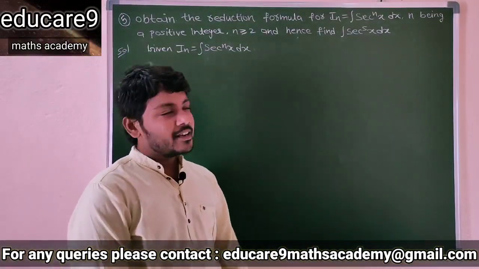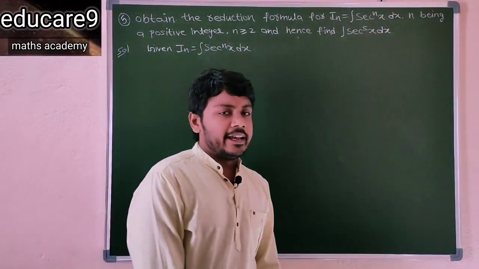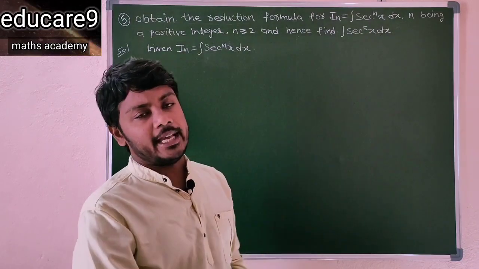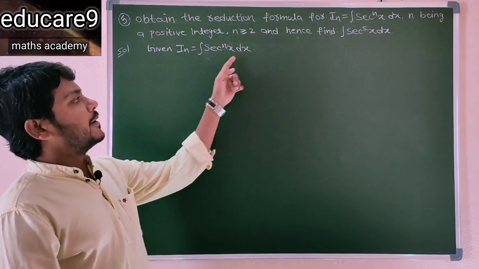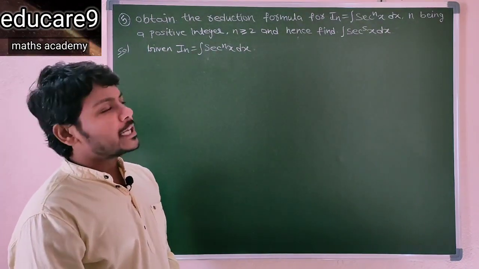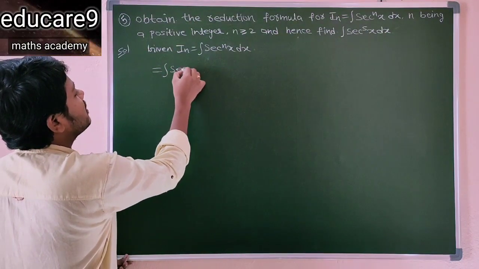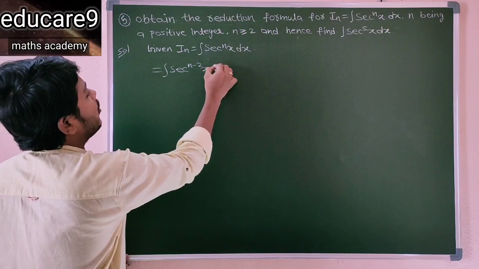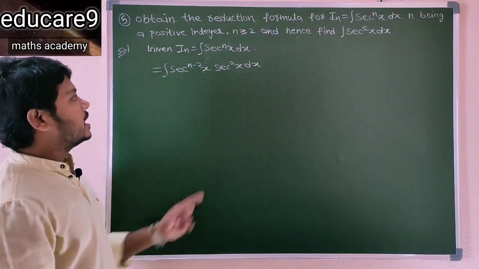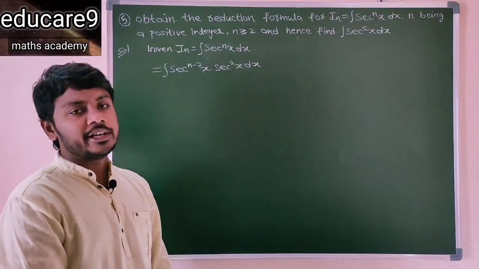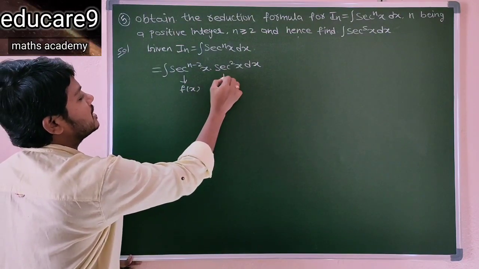So see the next one. Obtain the reduction formula for integration of sec^n x, and hence find the value of the integral of sec^5 x dx. So see here, this is given: In is equal to the integral of sec^n x dx. Now how to write sec^n x? This can be written as the integral of sec^(n-2) x into sec^2 x dx. Clearly sec^(n-2) x is directly not integrable, so in that case this is the first function and this is the second function.